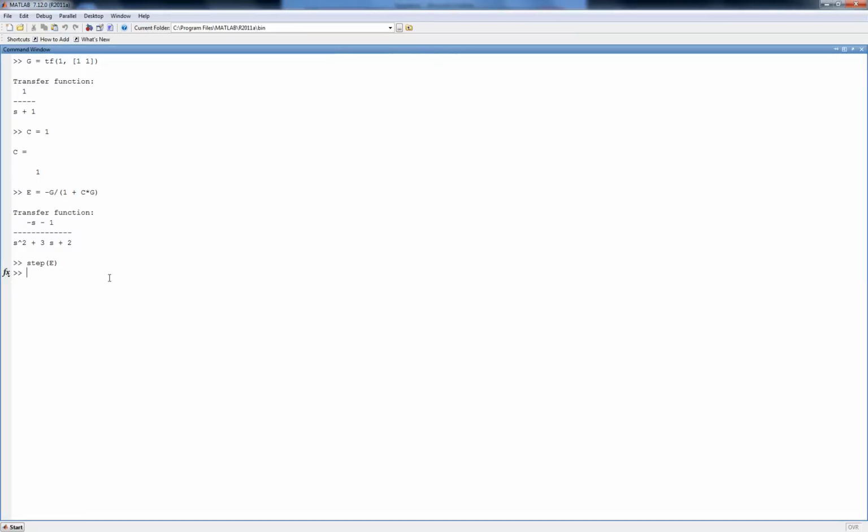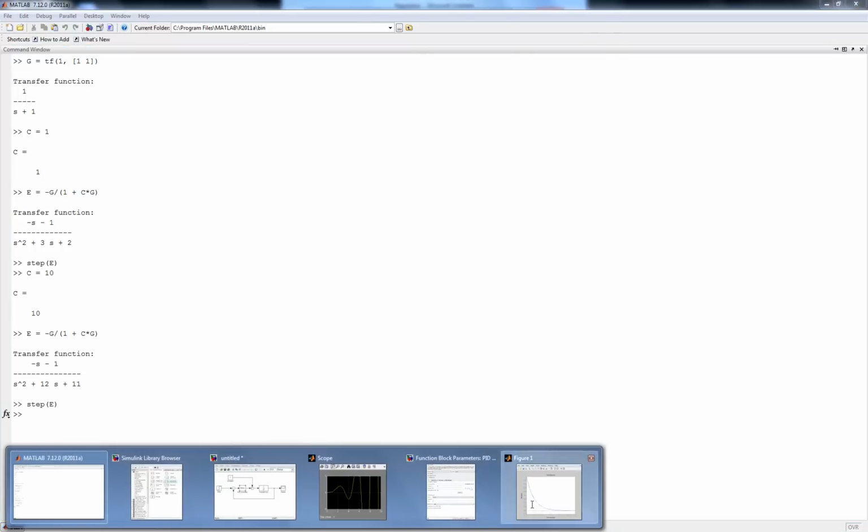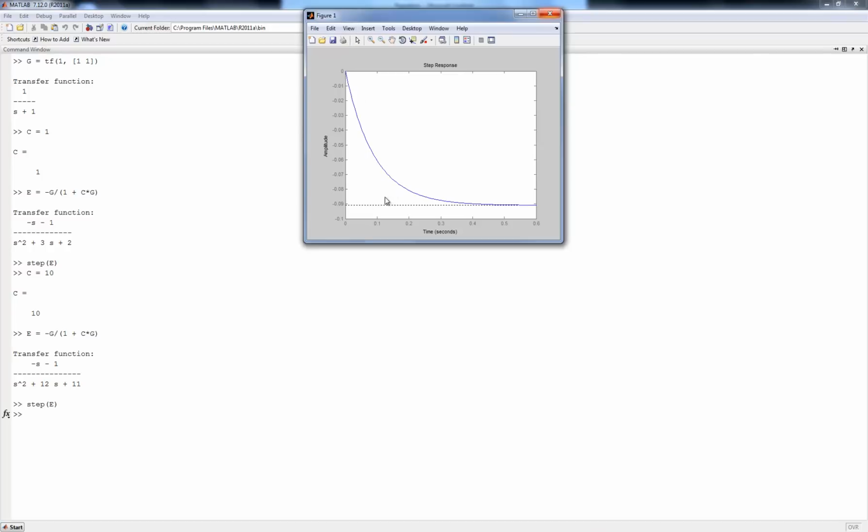Now if we were to change the gain on our controller, say to 10, and we again calculate e in the same way, we type step(e), and we look at the figure. Now what we see is that the steady state error is reduced to minus 0.09. So the gain that we choose obviously affects the final value of the steady state error, as indicated by the analysis.